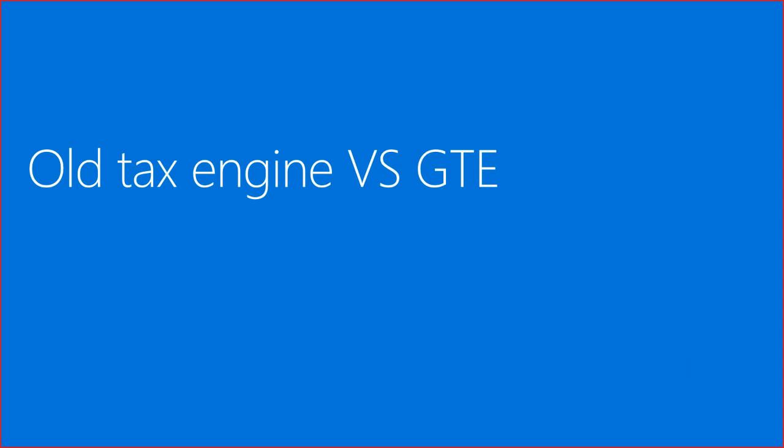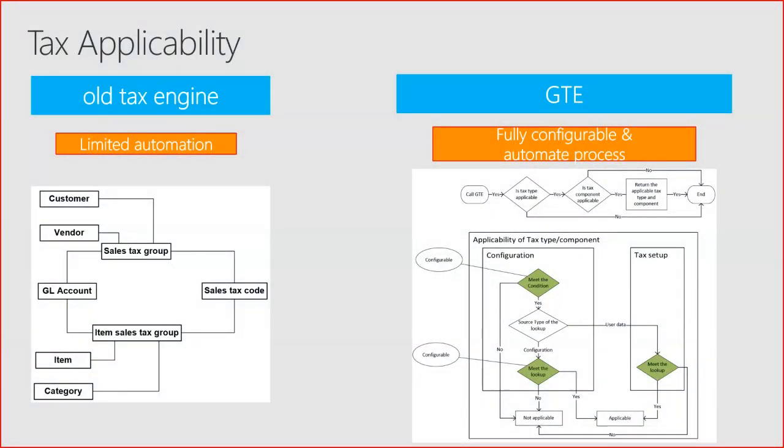So the next part is for your easier understanding of the new tax engine. I'm trying to compare the old tax engine, I mean the sales tax group, item tax group, sales tax code, this concept, with the GTE in the three functional areas. I mean applicability, calculation, posting. So the first part is tax applicability.